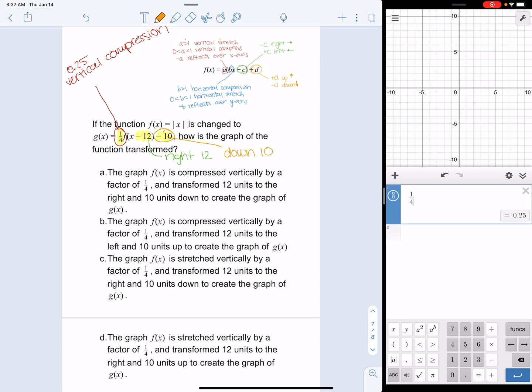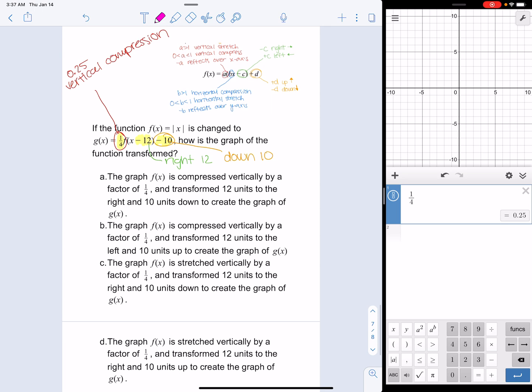Okay, so let's do process of elimination. The graph of f of x is compressed vertically. That's true. By a factor of 1 over 4. Transformed 12 units to the right. 12 units to the right. And 10 units down. 10 units down. So A looks pretty good, but we're going to check the other ones just to make sure.